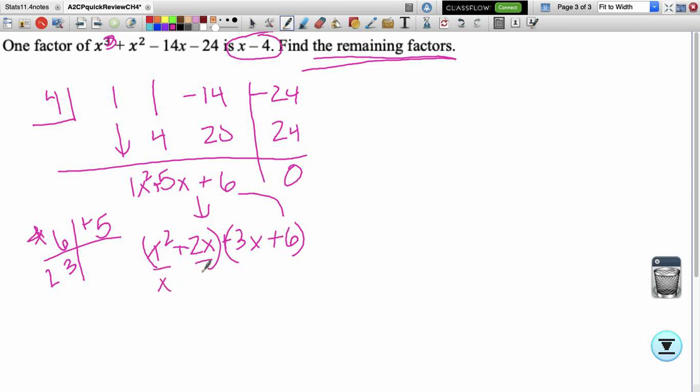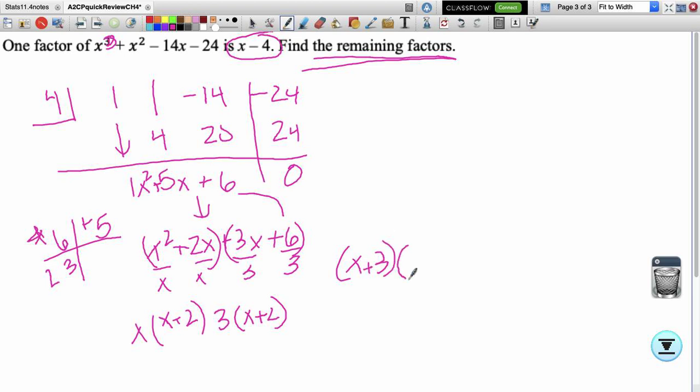I can divide an x out of both of these, and I'm left with x plus 2. Okay. Over here, I can divide each of these by 3, and that's it. So I'm going to have a 3 on the outside, and I'm left with x plus 2. I know that this worked because these two parentheses match. That means my remaining factors are x plus 3 and x plus 2, okay? And that's what I would write on my line on my test.